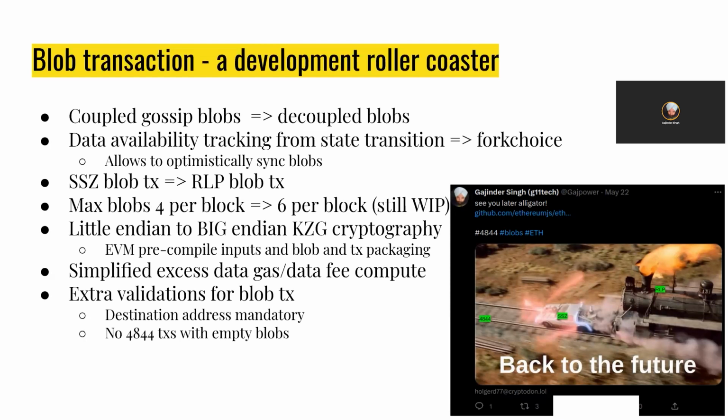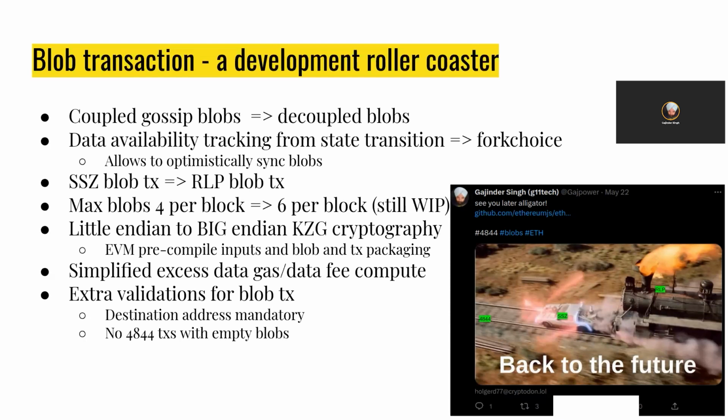Another thing that we iterated on in this particular hard fork was that we changed KZG cryptography from little endian to big endian, which basically impacts how a smart contract would bundle the data to the pre-compile inputs, as well as how a blob and network format transaction of the blobs is being packaged.